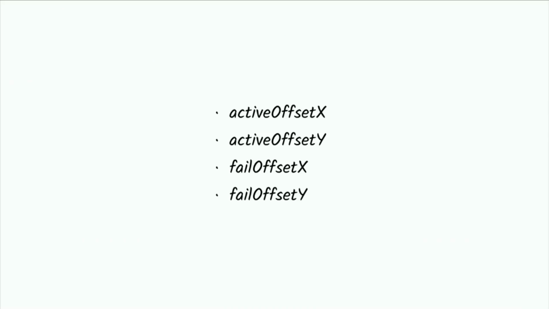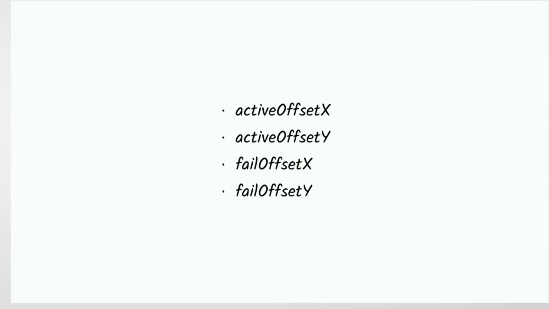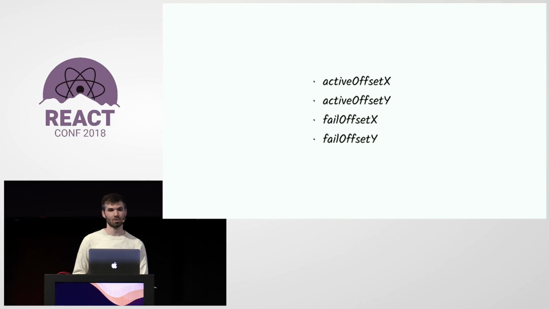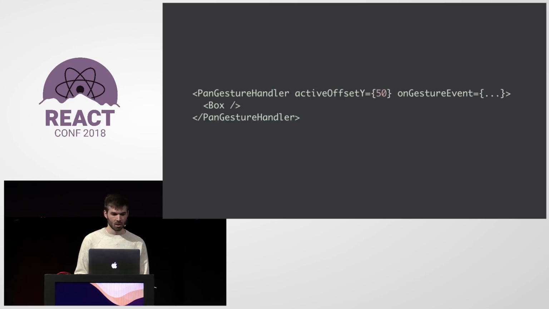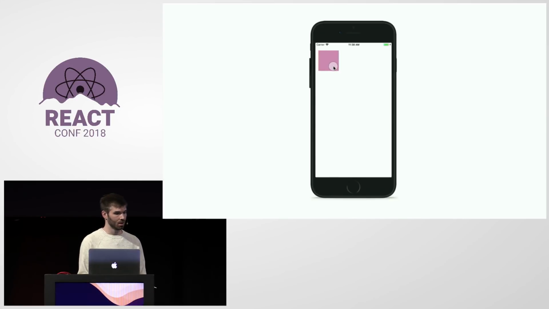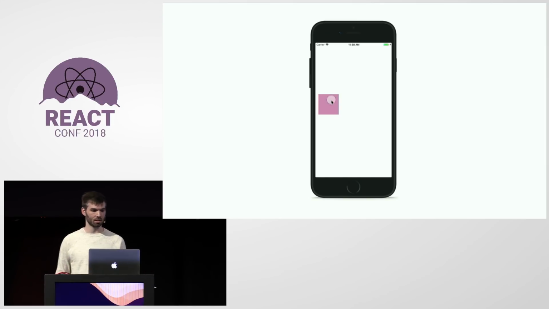Now, it gets a lot cooler. There are a few important props like active offset x and y and fail offset x and y, and this allows you to implement custom activation criteria. What is that? Well, if you pass this prop and say 50, it's going to say don't activate this handler until the user has moved down 50 pixels. So what this says is, if you look at this video, the user is moving around, right? The interaction is not moving the box, but once you move down far enough, then it activates, and then you can move around as much as you want. Once it activates, then it stays the handler for the entire interaction.